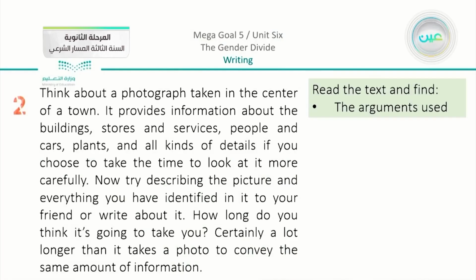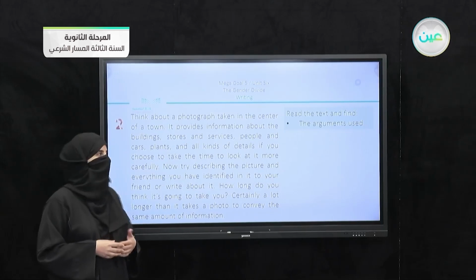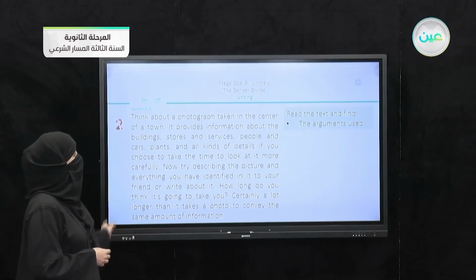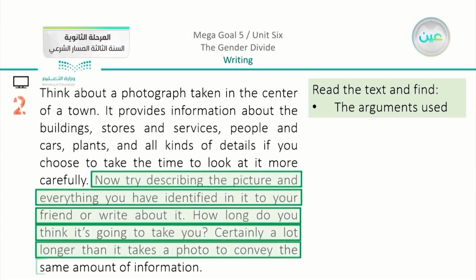We have the second part, to read the text and find the arguments used also. So we're going to start with the other 5 paragraphs, looking for the arguments. Now when you have an argument, you are trying to prove an idea. So just scan the paragraph and you can find very clearly that the argument is: try describing the picture and everything you have identified in it to your friend, or write about it. How long do you think it's going to take you? Certainly a lot longer than it takes a photo to convey the same amount of information.